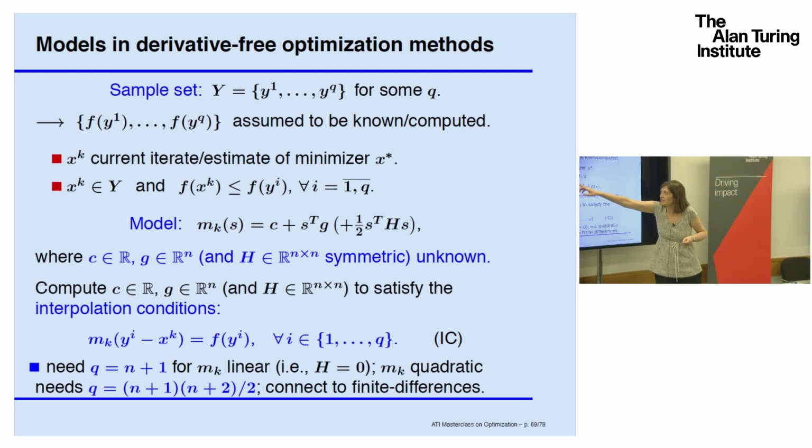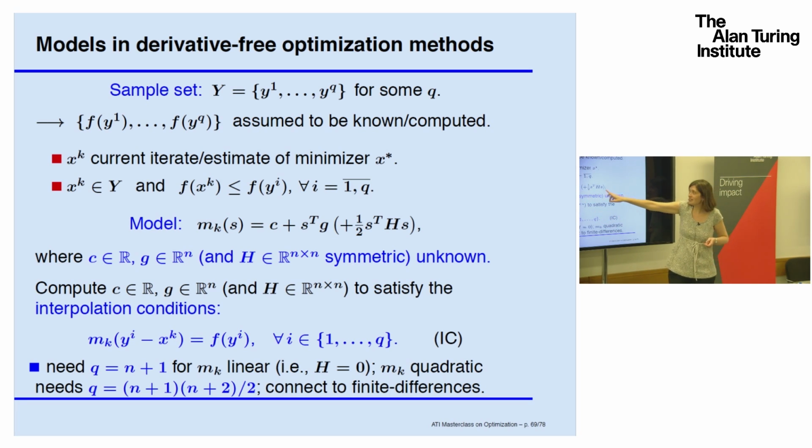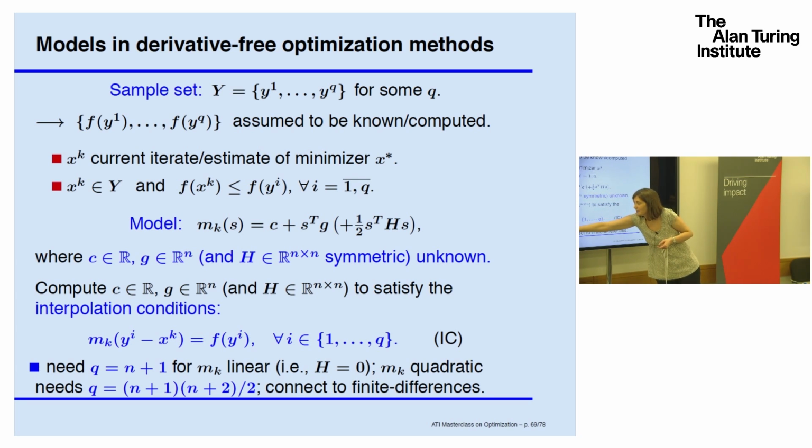I have a base point xk. That's my current iterate, and it's in this set. It's the best value of f I found so far. Then I'm still going to calculate a linear or quadratic model. But these C, G, and H are now going to be obtained by interpolating f at my sample points.